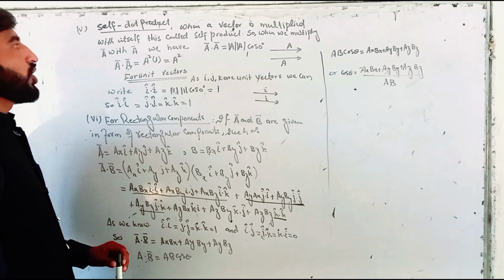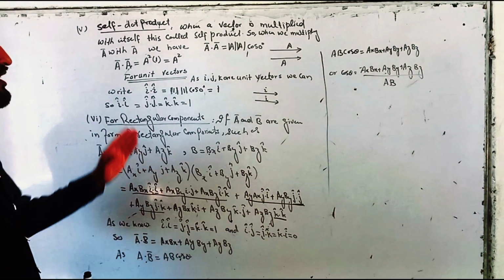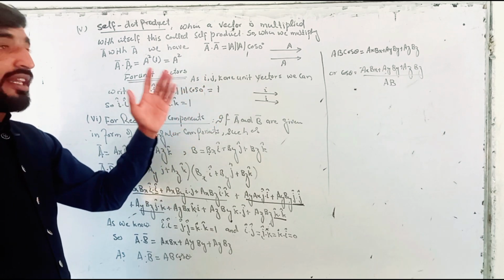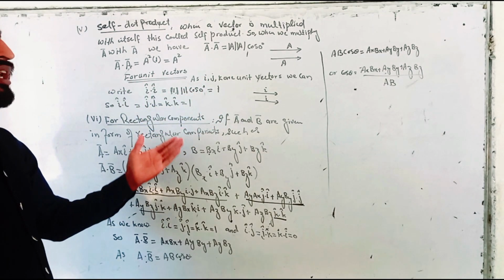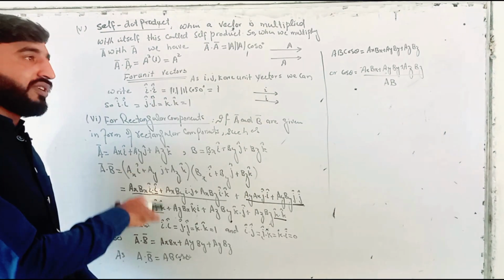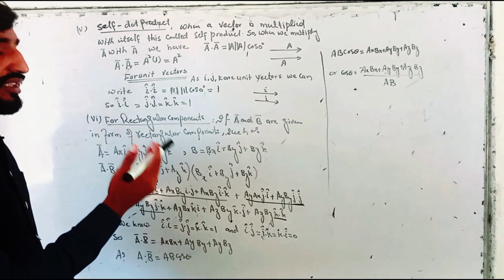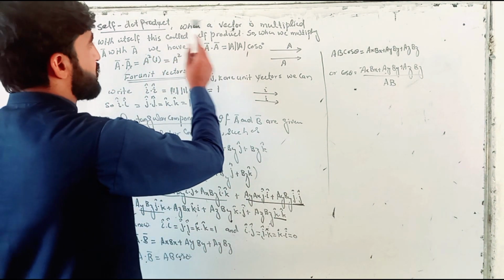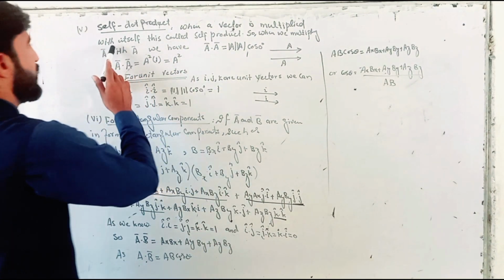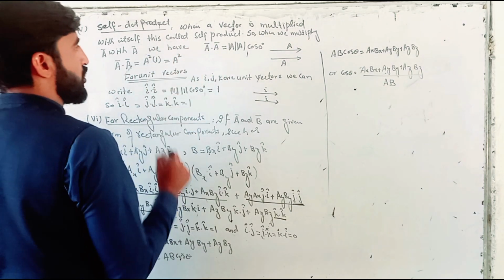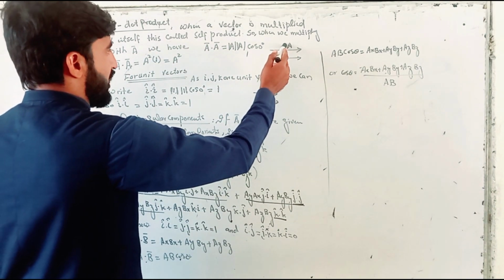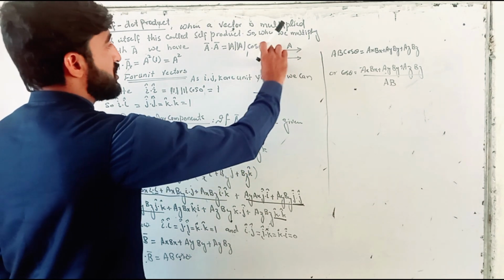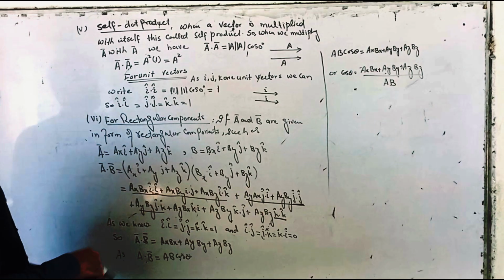Now guys, we move on to the next property of dot product, which is self product. It means when a vector is multiplied with itself, then this product is called self product. We have one vector and we multiply it with the same vector; the product or answer we get is called self product. So I write it here, the definition of self product: when a vector is multiplied with itself, this is called self product. I have a vector A, and we are taking the self product of vector A with vector A, and these two are parallel, so the angle between them will be 0 degrees.